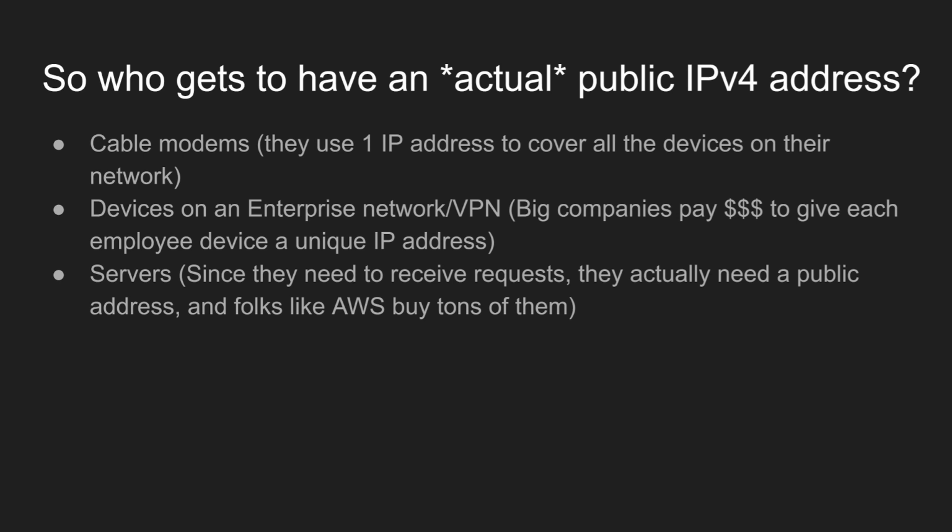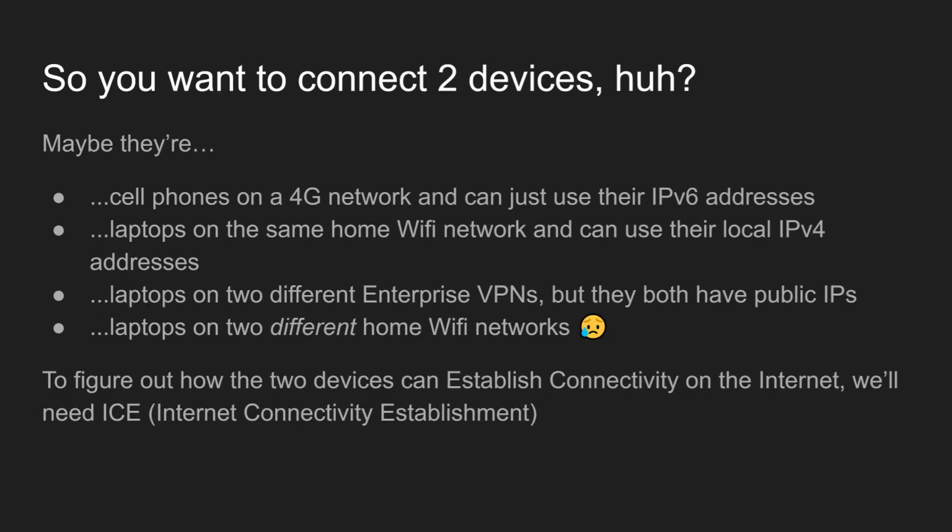The other place where public IPv4 addresses actually do get used is servers. If you make a server in AWS, that server is going to have an actual IP address. AWS has bought up tons of them, and servers really need them because servers are receiving requests from the outside world all the time, and they can't do the sort of weird hacks that our local devices do. So yeah, a lot of computers just don't have a public IPv4 address that other computers in the world can use to access them.